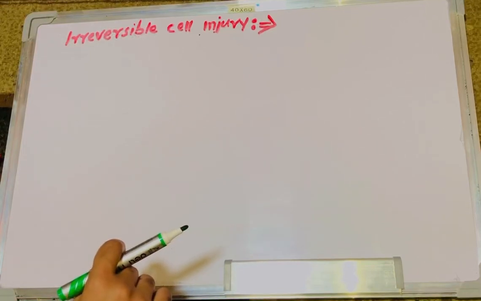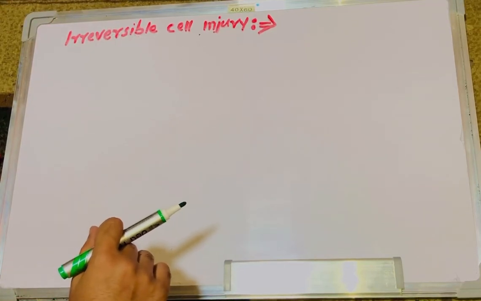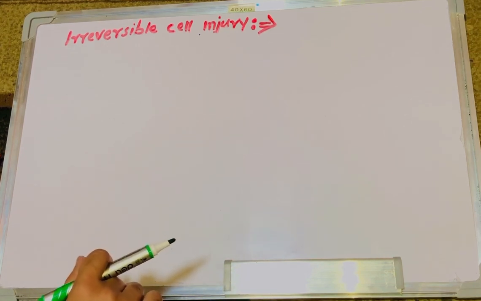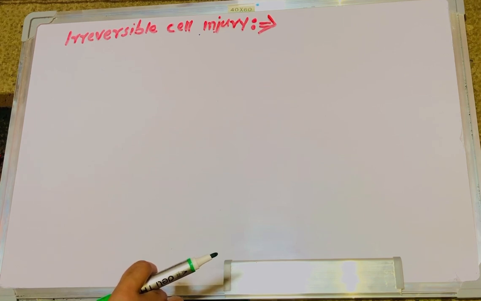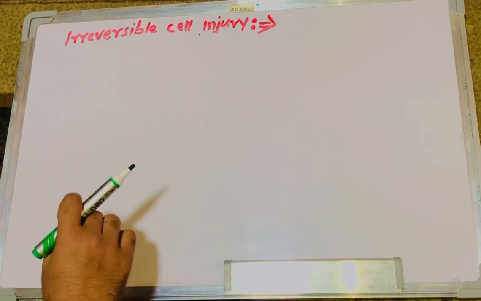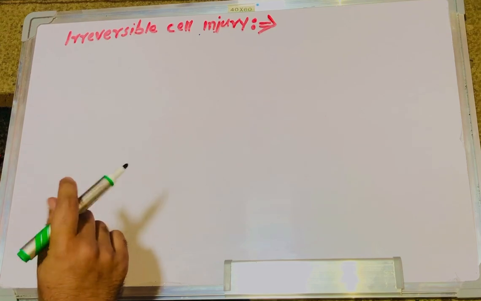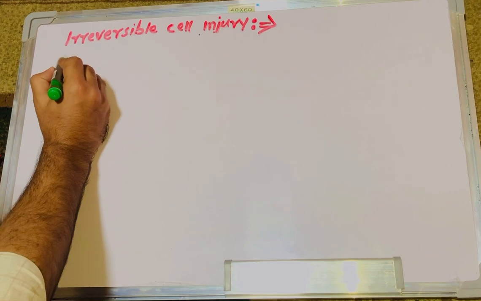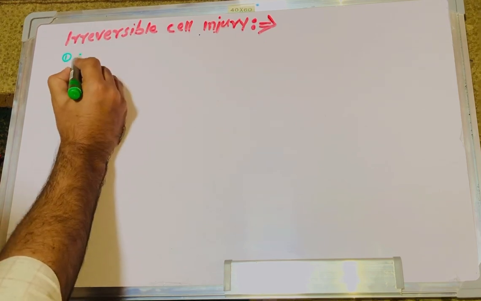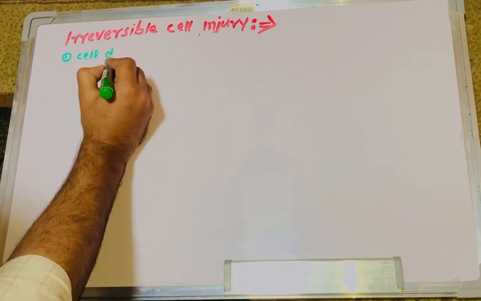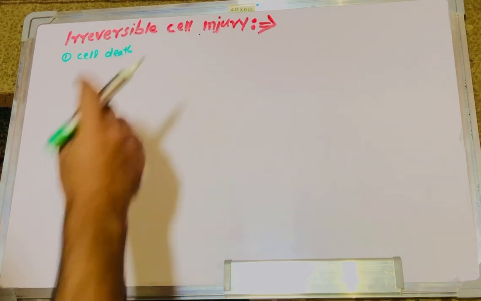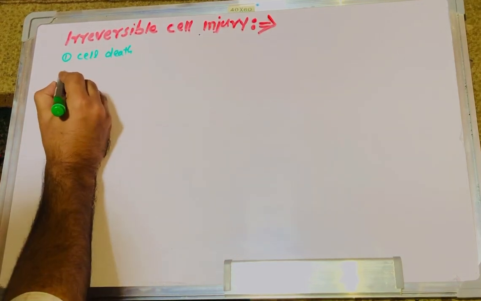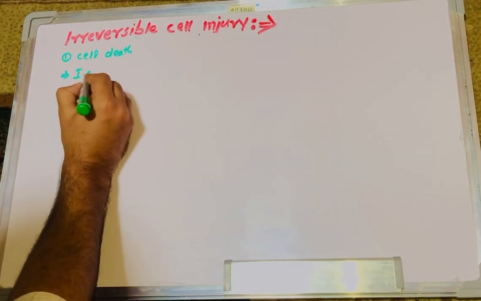Hello guys, today our topic is irreversible cell injury. In the previous lecture we have already discussed reversible cell injury, its causes and its mechanism. In today's lecture we will be discussing irreversible cell injury. The first point about irreversible cell injury is that it leads to cell death. When the injurious stimulus is so severe, the cell undergoes irreversible cell injury.